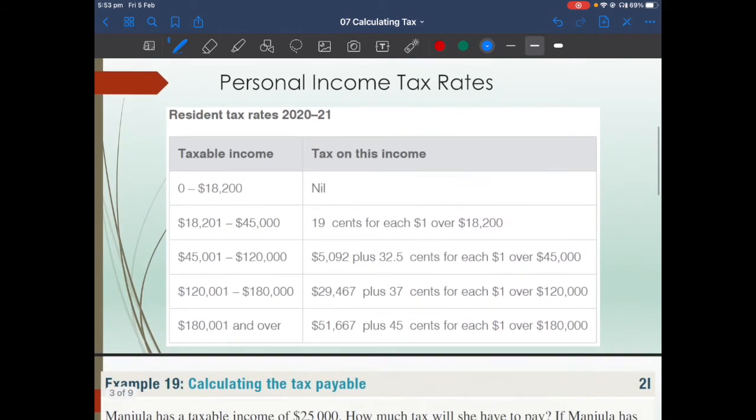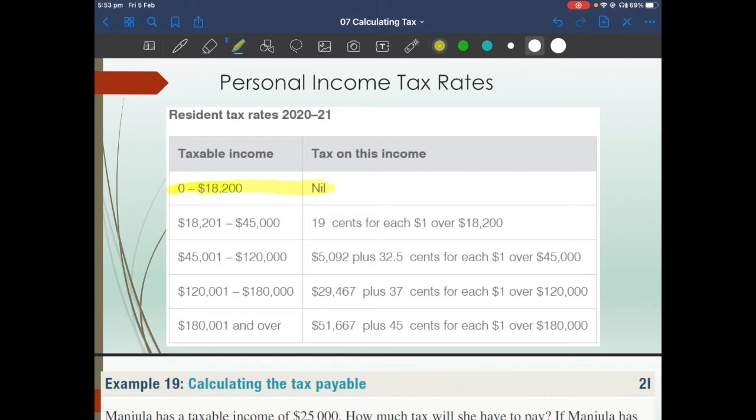This is something we need to become very familiar with and very comfortable reading. This is a tax table. It tells us how much tax a person owes based on their income. So, let's just go through it. This first row here, 0 to 18,200, the tax on this income is nil. You pay zero tax on any income up to 18,200.